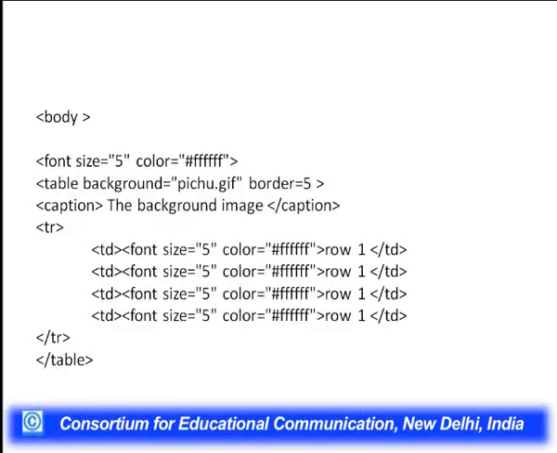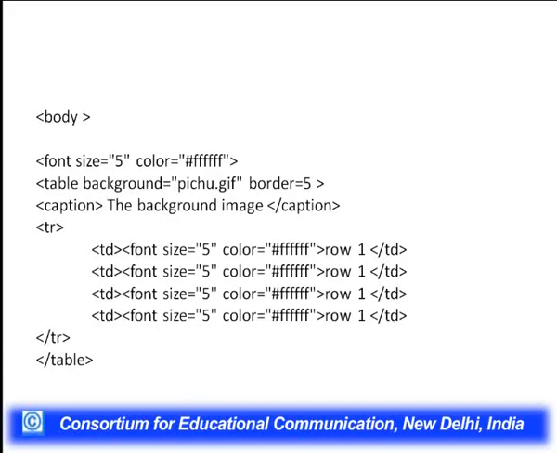So, you can see here how a background image has been specified. We write table background and you write the image name if it is in the same folder. If it is coming from some other source, from an external source, you provide the absolute address, and in this case we have also provided the border. Here it is important to note one more important tag that has been inserted, that is the caption tag. The caption tag is used to provide a heading to the table. So, here the heading has been provided.